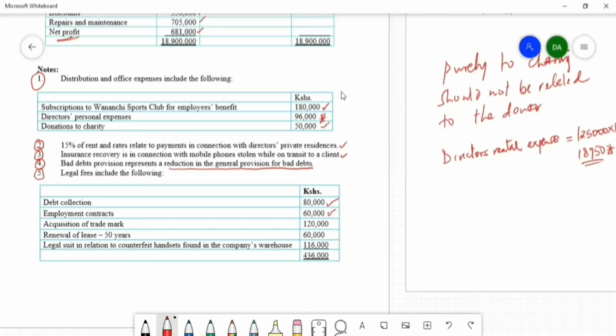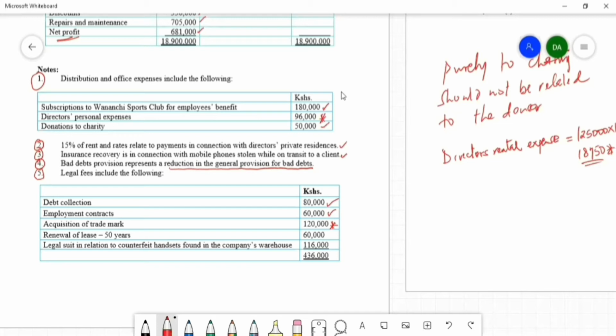Acquisition of trademark is not allowable. Trademark is a non-current asset, which is an intangible asset. So the expenses related to that acquisition of trademark are capital costs, which, actually, it doesn't qualify for investment allowance, but anyway, it is a capital cost.